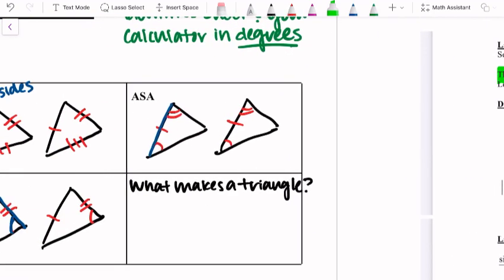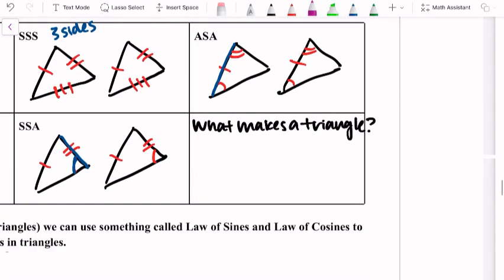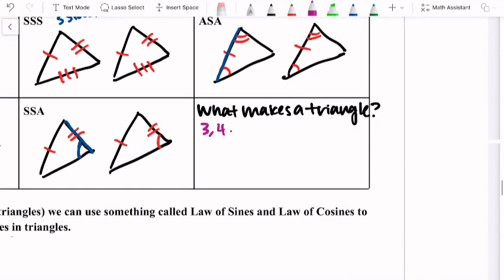So if I have a triangle with sides 3, 4, and 5, we need to make sure that if I choose any two sides, they always add up to be greater than the other one. So 3 plus 4 has to be bigger than 5. That's true. 3 plus 5 has to be greater than 4. That's true. And 5 plus 4 has to be greater than 3. That's true as well. If you go back to your geometry days, really the only one we're interested in is whether the two smaller sides sum to be greater than the largest side, but technically the rule works for all of them.